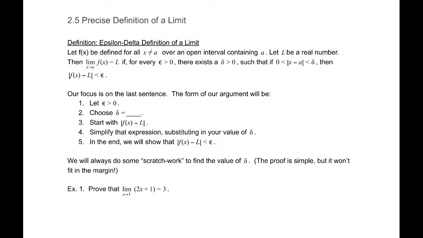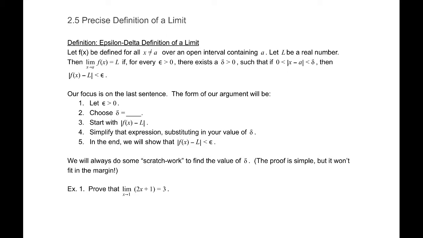Section 2.5, precise definition of a limit. So we have what is called the epsilon-delta definition of a limit. And this is the most precise way that you could possibly describe what's going on. We talk about x getting arbitrarily close, the y values getting arbitrarily close to what we call our limit. Well, here's the definition.